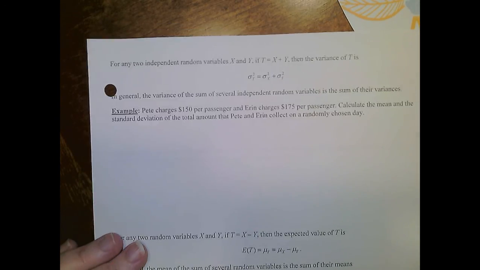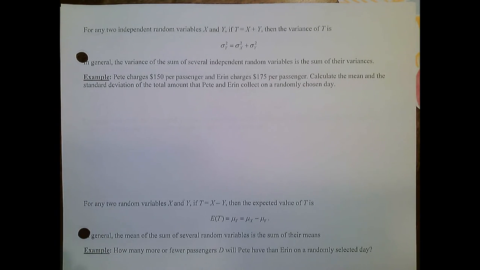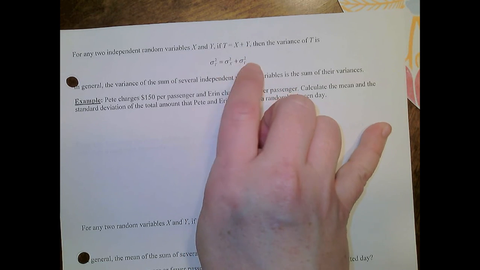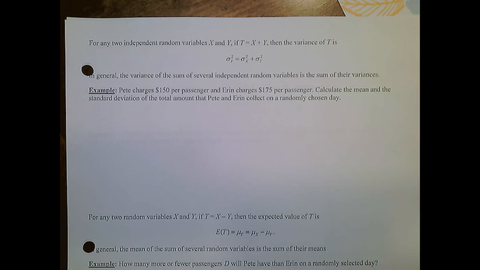So for any two independent random variables, x and y, if t is the sum of x and y, then the variance of t, the variance of the sum of the random variables, is the sum of the variance of each of those random variables. And just like with mean, we can extend this beyond just two random variables. If we had three random variables and we wanted to calculate the variance, then we would add the variance of each of the three random variables. And then if we needed the standard deviation, from there we could just take the square root. So in general, the variance of the sum of several independent random variables is the sum of the variances of each one.